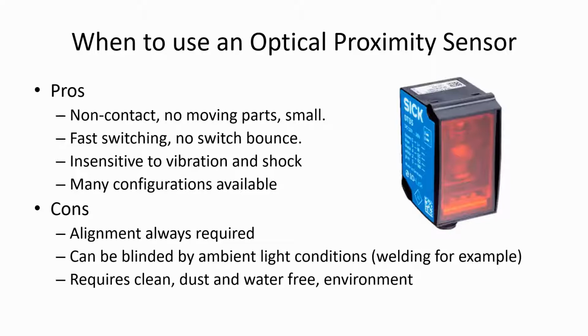In this sensor many configurations are available, with different configurations and different ranges. These are the advantages of using optical proximity sensors. Now let's see the disadvantages or cons of this type of sensor. Here the alignment is always required. The alignment is very necessary.